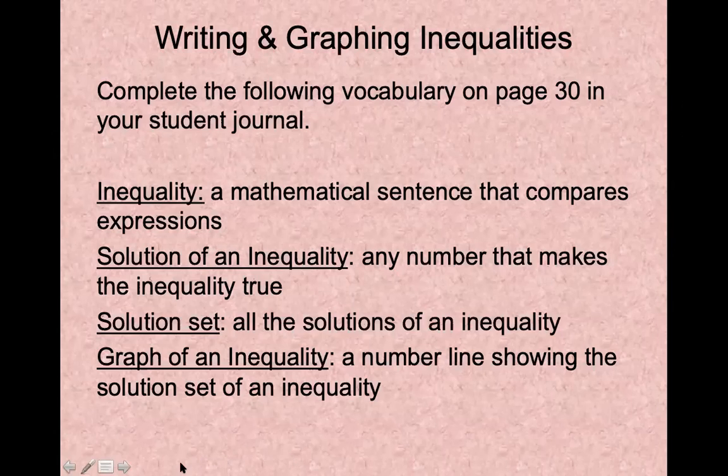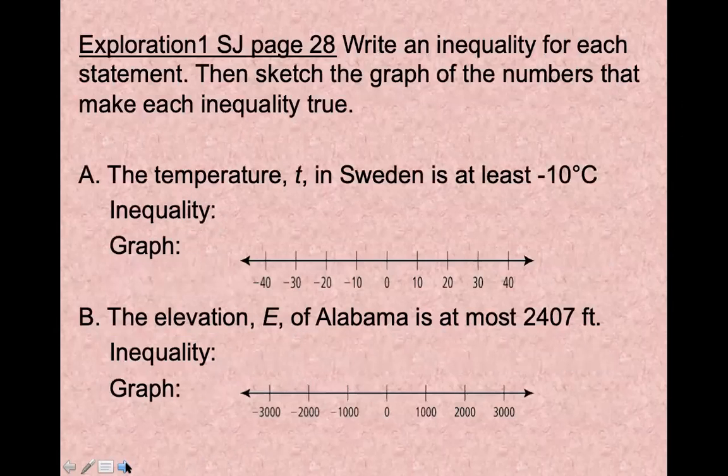Okay, let's look at the next slide. Hopefully you got all the vocab terms written down. We're going to now use them. So exploration 1 on page 28 says, write an inequality for each statement, then sketch the graph of the numbers that make each inequality true. Okay, so it says the temperature in Sweden is at least -10 degrees Celsius. So it's at least -10. Okay, so when you see at least, that's like the least it could be. It's at least -10.